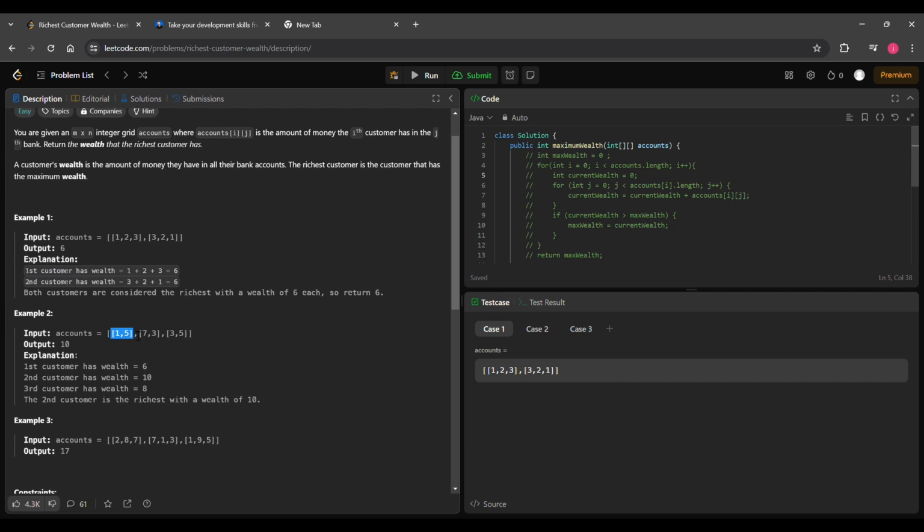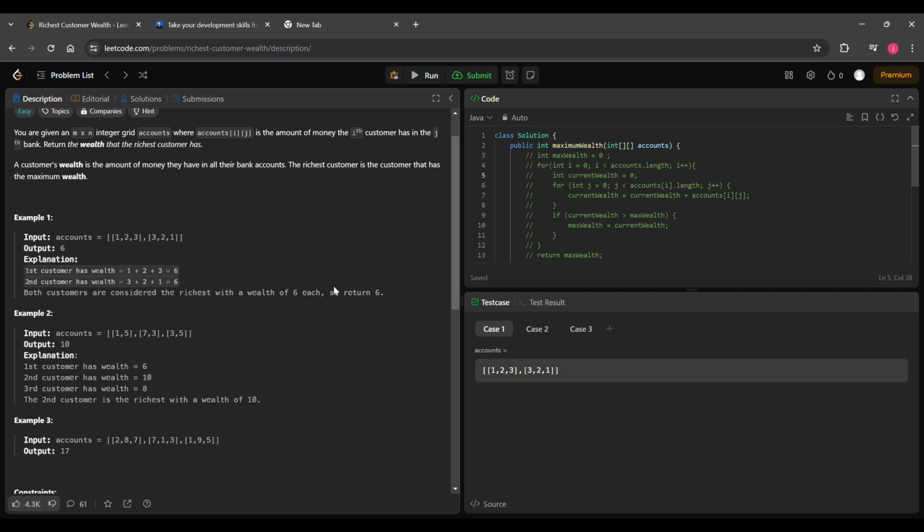The first customer has 6. The second customer has 10, 7 plus 3 is 10. The third customer has 3 plus 5, which is 8. So the highest amount of money is 10, so this person becomes the wealthiest person. They have also explained: the first customer has a wealth of 1 plus 2 plus 3, which is 6. The second customer has a wealth of 3 plus 2 plus 1, which is 6. So both customers are considered the richest with a wealth of 6.